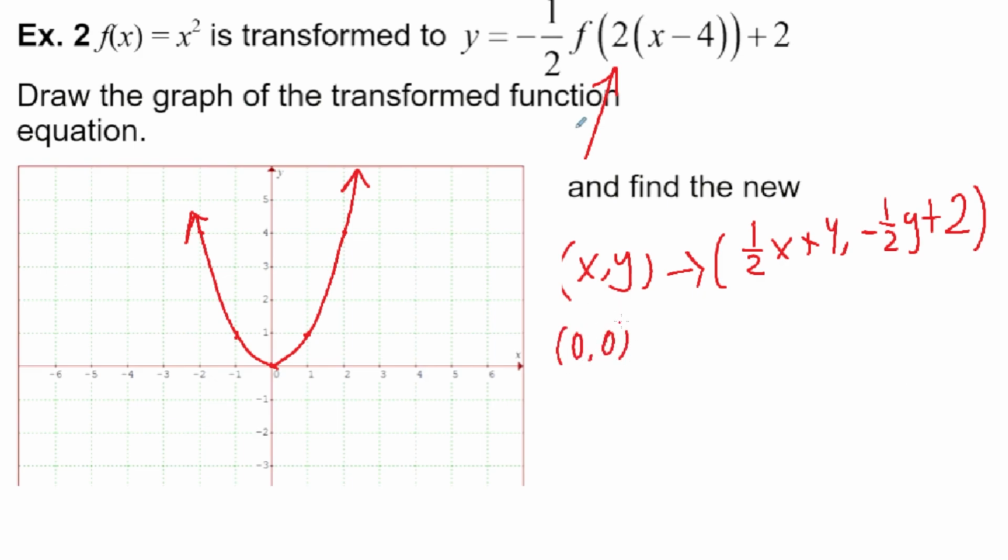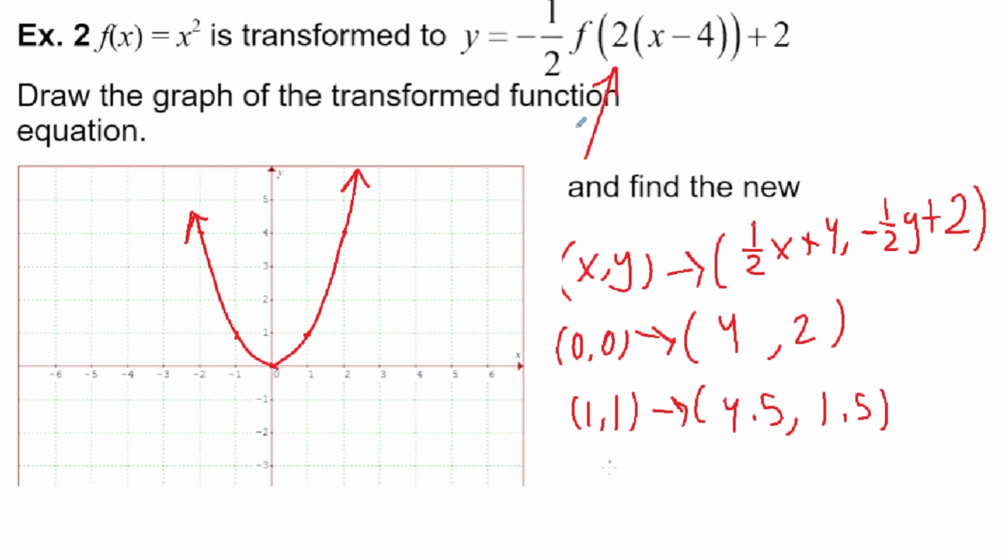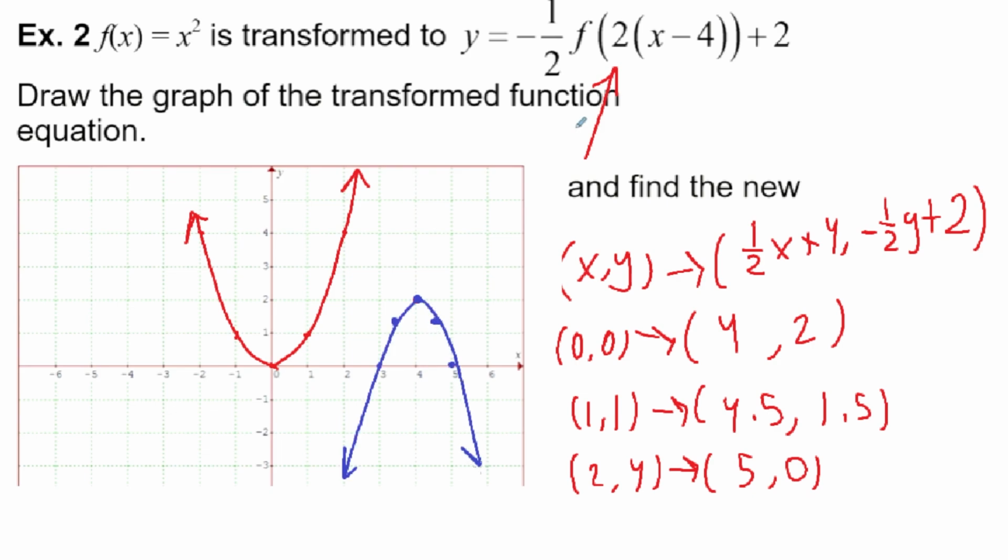So now we can just take some points. 0, 0, our vertex, is going to turn into 4, 2. 1, 1 is going to turn into 4.5, 1.5. 2, 4 is going to turn into 5. Oh, easy peasy, lemon squeezy. Now let's draw our new graph. Our vertex is at x equals 4, y equals 2, right there. Let me use a different color. That's my bad. Okay, second point, 4.5, so that's like right here. 1.5, so that's like right here. And it looks like this.